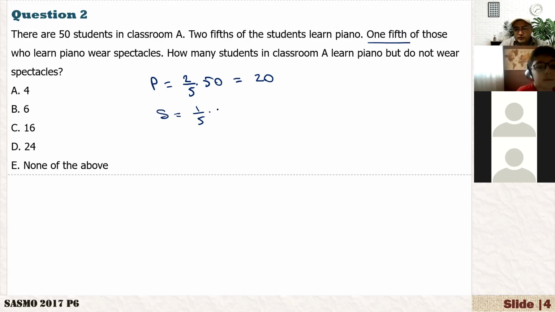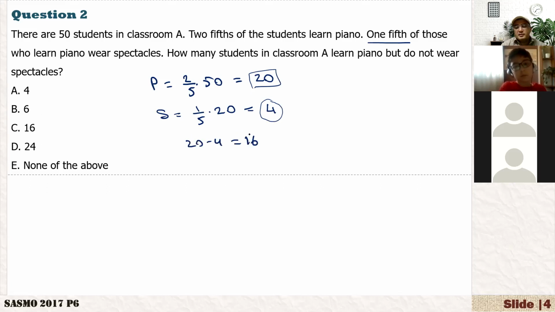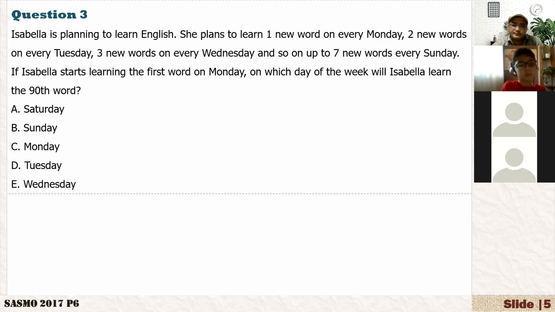So there's 1/5 of the students who learn piano, right? 20 students learn piano. Yes. That's equal to 4. So how many students in classroom A learn piano but do not wear spectacles? So actually, 4 students, they wear spectacles and they learn piano. Since altogether 20 students learn piano, so 20 minus 4, that's equal to 16 students. They learn piano, but they don't wear spectacles. So the answer is A. Very good. Nargis, read the question.